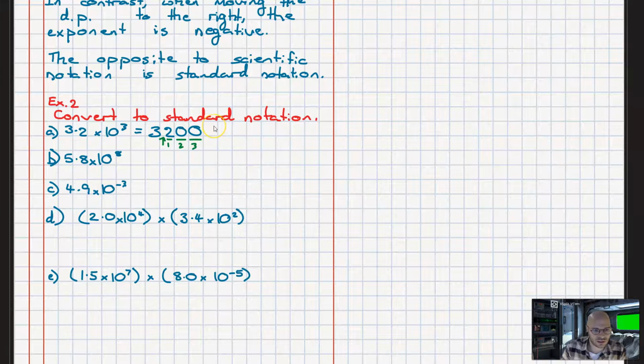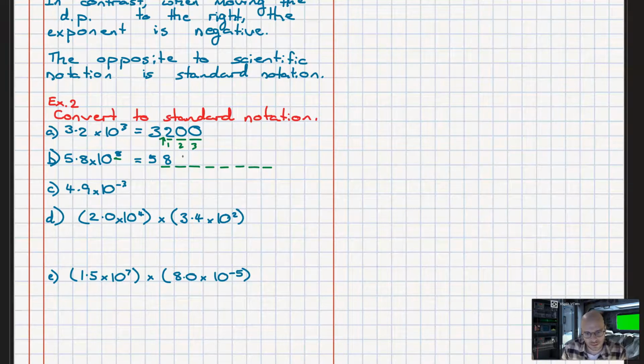Now going down to example B here, we've got 5.8 times 10 to the 8. We're going to convert this back to standard notation using the same method. We simply write out the digits that we have. So in our case, we've got 5 and 8. Now we need to figure out how many zeros we need to add in. So it's times 10 to the 8. The decimal point was over here originally. So that means we're going to move it back 1, 2, 3, 4, 5, 6, 7, 8.